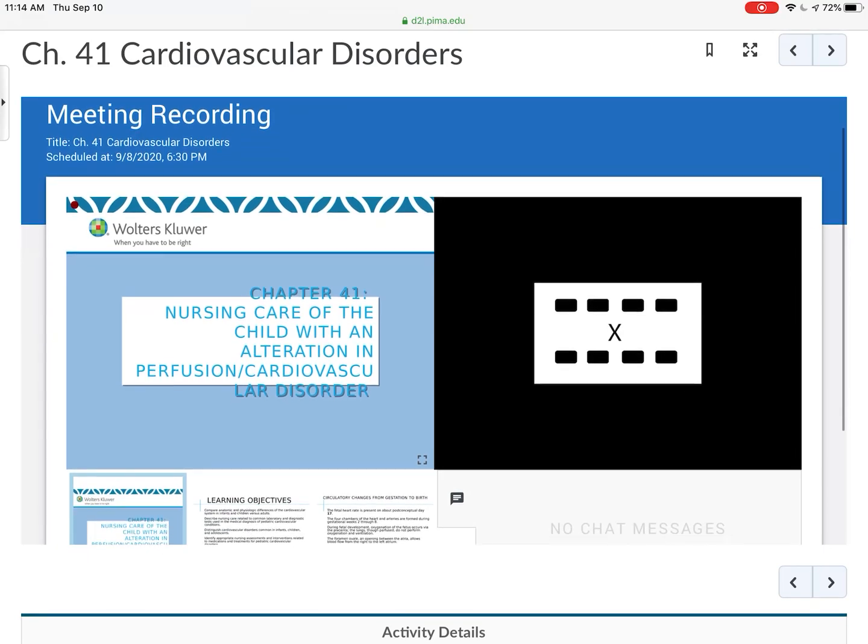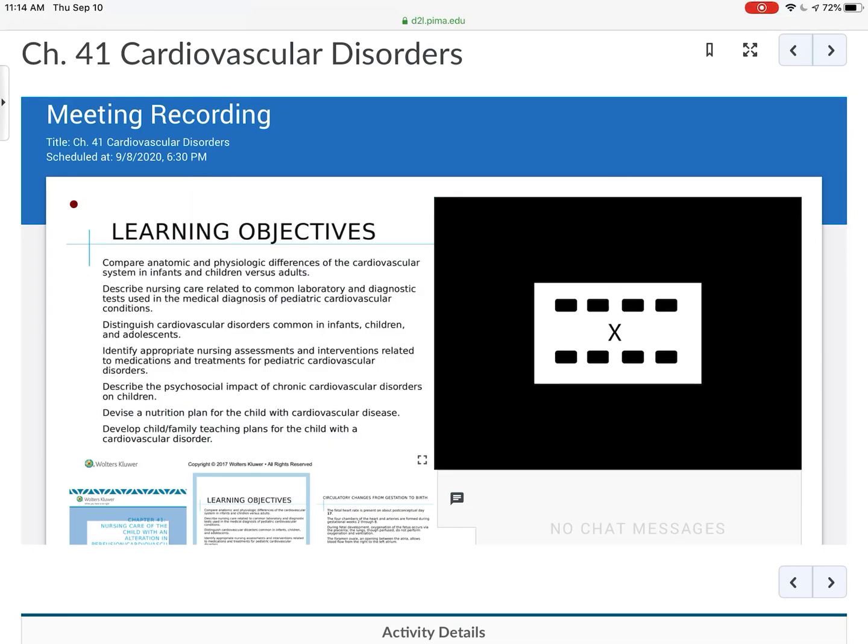Chapter 41, Nursing Care of the Child with an Alteration in Perfusion: Cardiovascular Disorders. Your learning objectives today: we're going to talk a little bit about the differences between adults and infants and children. We're going to talk about a few of the tests, but not too many. We're going to talk about some of those cardiovascular disorders, a little bit about assessments, and discuss the psychological impact of those disorders on children. We'll talk a little bit about nutrition, and then talk about some teaching.